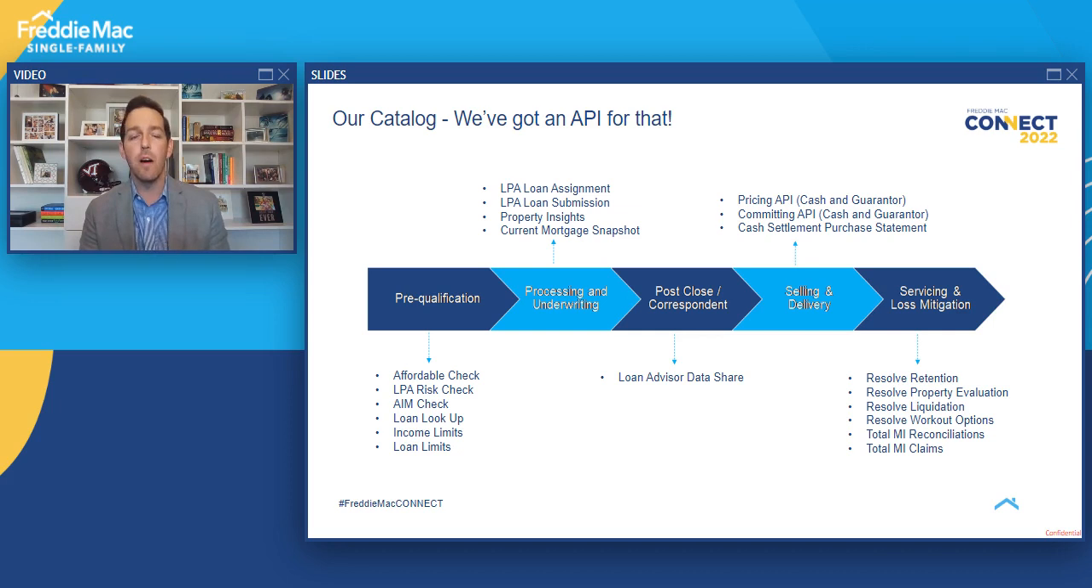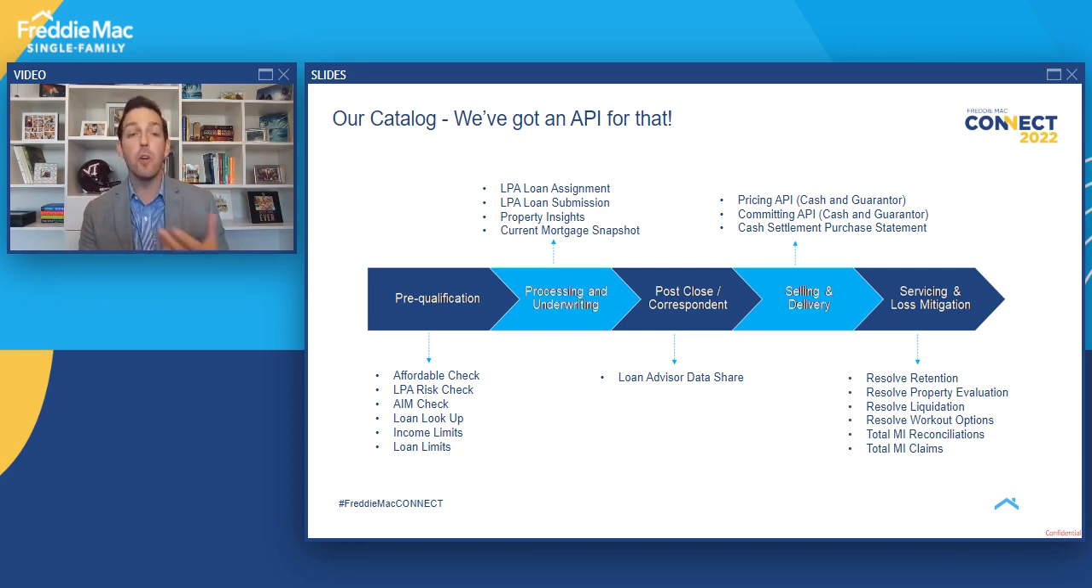Then we have the Income Limits API. So this is all about identifying the area median income limits for a given subject property address. It's a really simple API. All you need to do is provide us with the property address, or even less than that, a zip code in a state, and we'll pull back the income limits for that given set of data so that you can more easily identify low income purchase and very low income purchase loans.